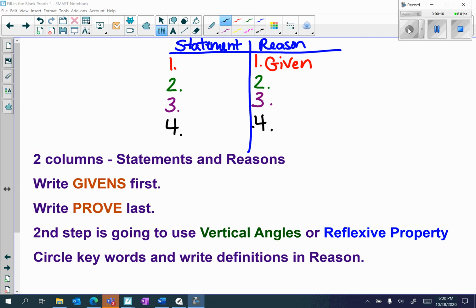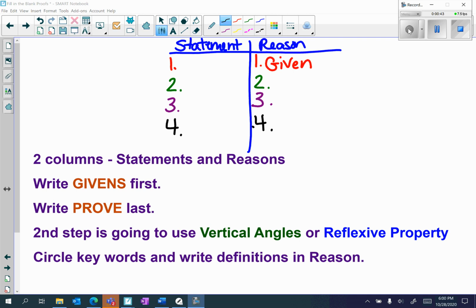To complete a two-column congruence proof, you have to draw two columns, one being the statement column and one being the reasons column. You always write your givens first. You write your proof statement last, and the second step is going to be either to use vertical angles or the reflexive property. Make sure to circle any keywords and write definitions in the reasons column.